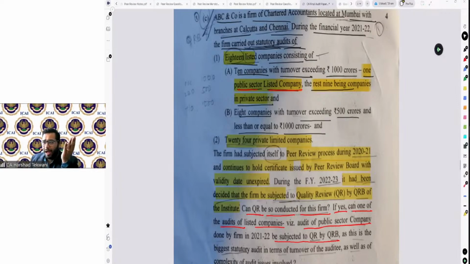This is a 4 marks question that has been asked for the quality review. Come on, guys. Let's assume that you are sitting in yesterday's exam and you are answering this question. What will be your answer?